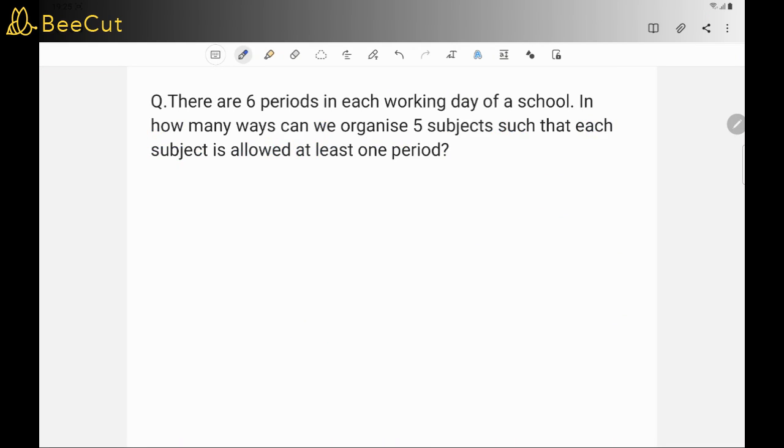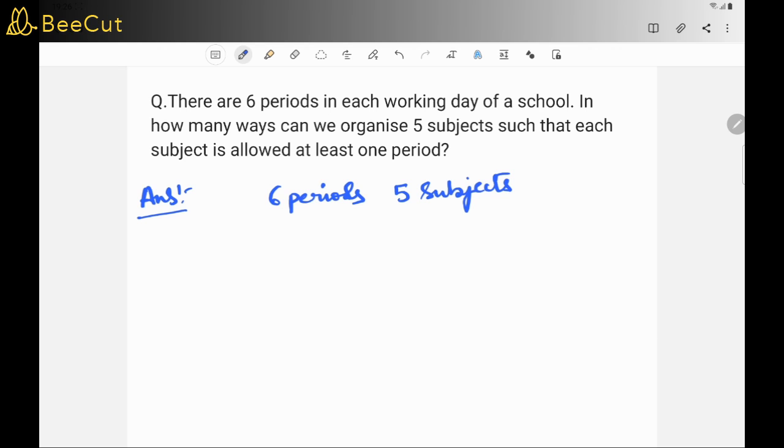Now let us look at the second question. It says that there are 6 periods in each working day of a school. In how many ways can we organize 5 subjects such that each subject is allowed at least 1 period? So there are 6 periods. We have 5 subjects. Now we need to arrange these 5 subjects in 6 periods, and no subject should be left unassigned any period.